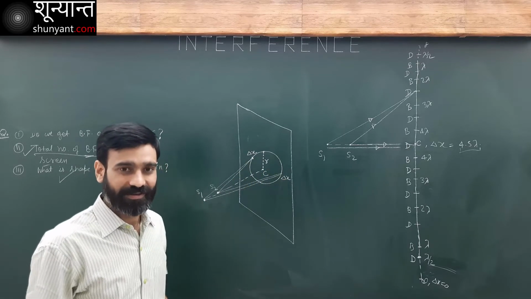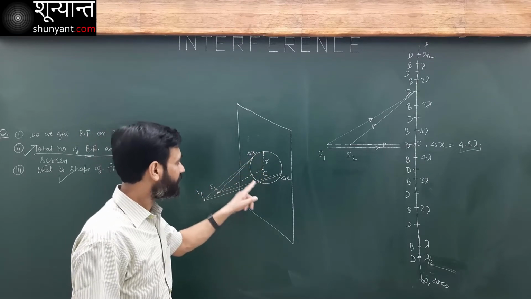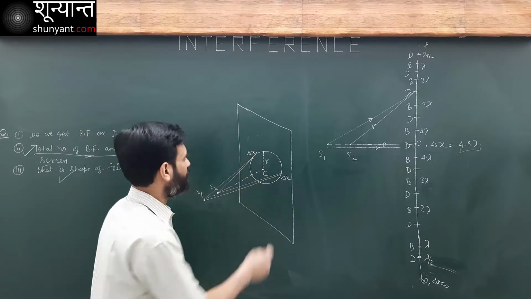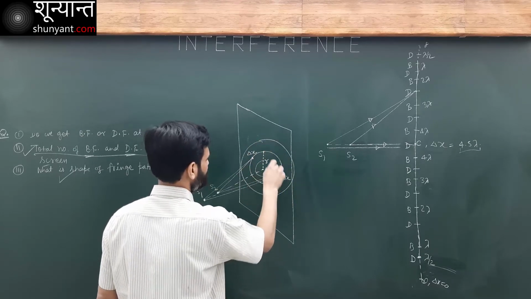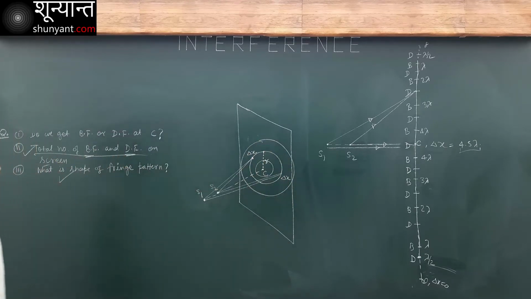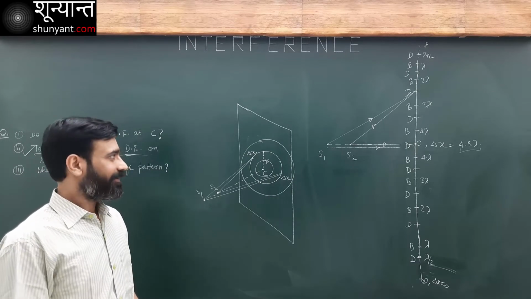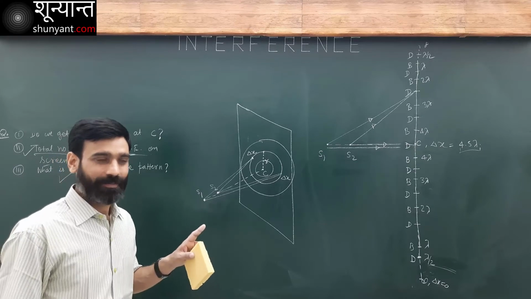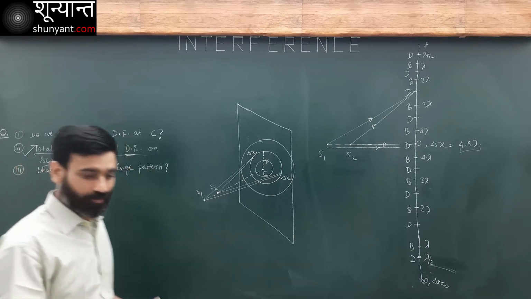The phase difference will be the same, and the intensity will be the same. If it is a bright fringe, it will be a bright fringe at every point. So what type of pattern am I going to get? I am going to get a circular pattern. Understand this: in this case, the shape of the fringe pattern is going to be circular.